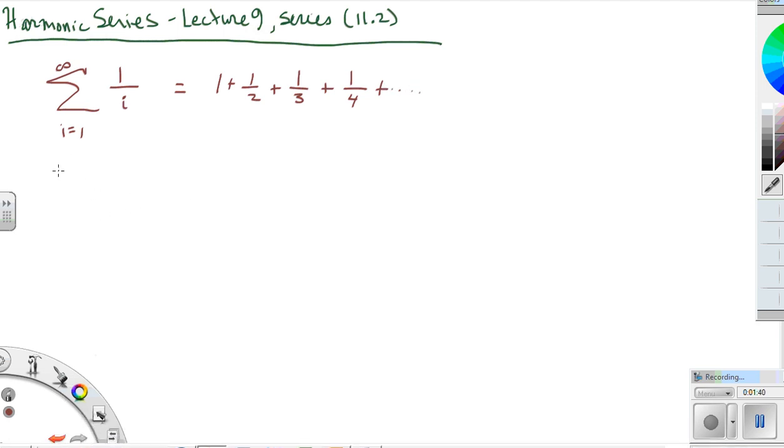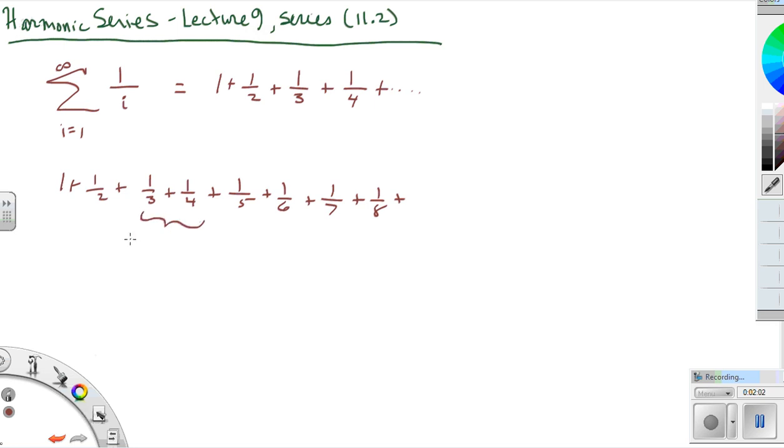This is a really odd series, so let me list it out in a lot of detail. 1/3 plus 1/4, and I'm going to do 1/5 plus 1/6 plus 1/7 plus 1/8, and we're going to go on here, but let's just look at this. The thing to notice is that 1/3 is bigger than 1/4, because you're dividing by something smaller. So that little pair, 1/3 plus 1/4, is bigger than 1/4 plus 1/4, which of course is equal to 2/4, which is equal to 1/2.